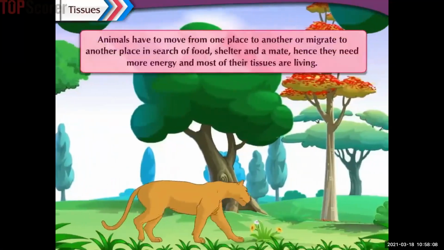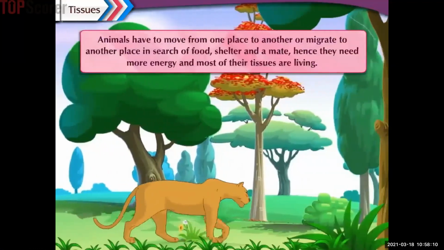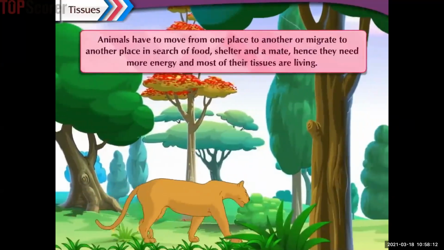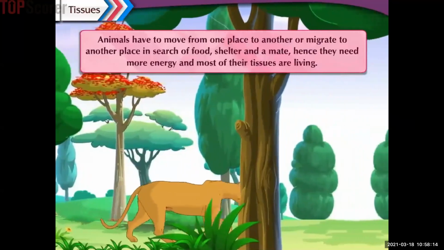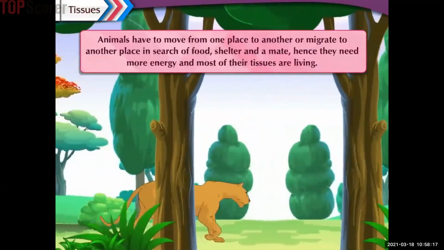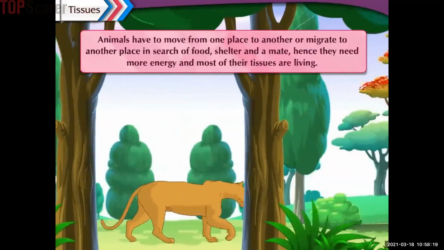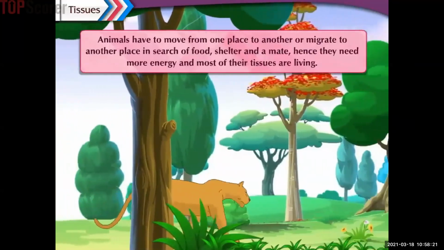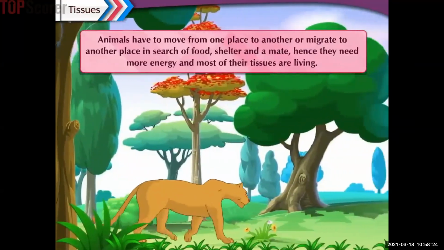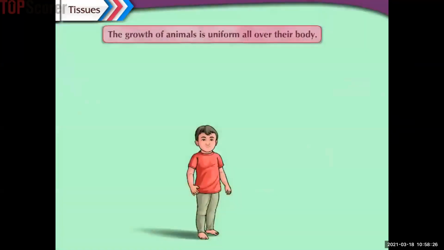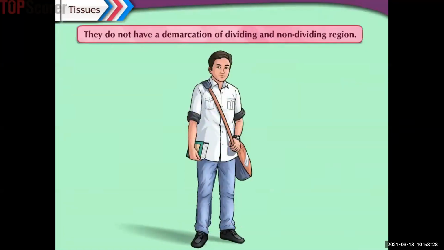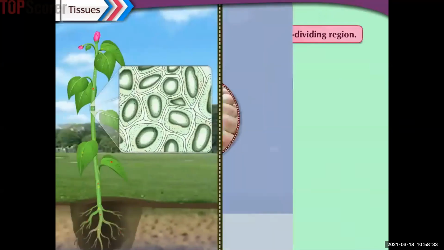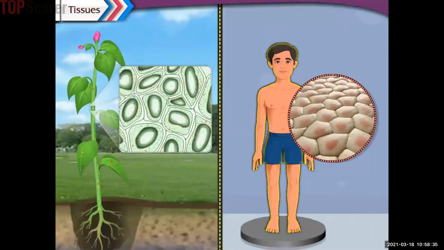Animals have to move from one place to another or migrate to another place in search of food, shelter, and a mate. Hence, they need more energy and most of their tissues are living. The growth of animals is uniform all over their body. In their bodies, they do not have a demarcation of dividing and non-dividing region. In other words, different types of tissues function in plants and animals. Let us first study animal tissues in detail.